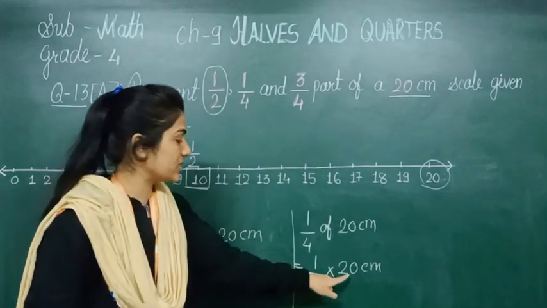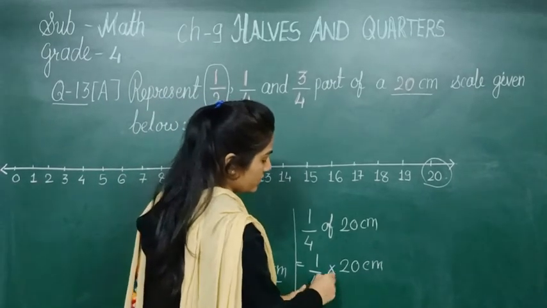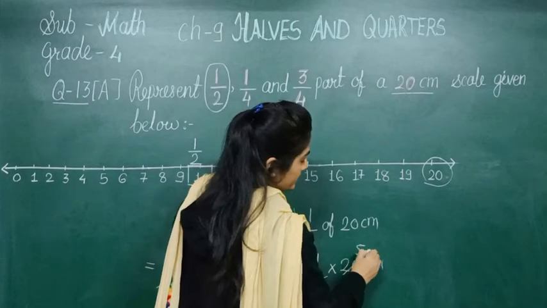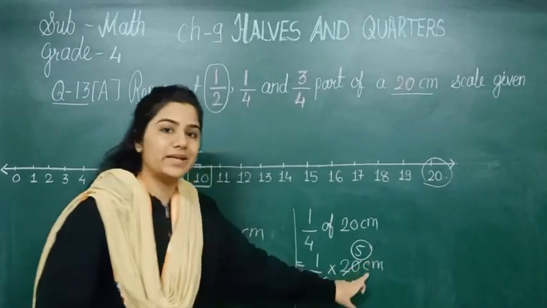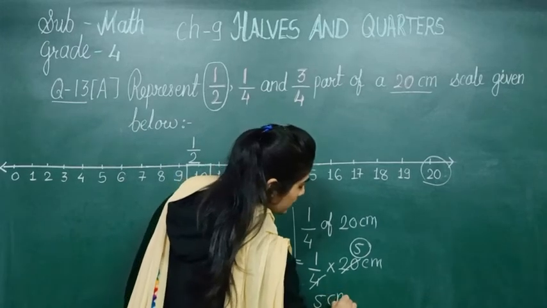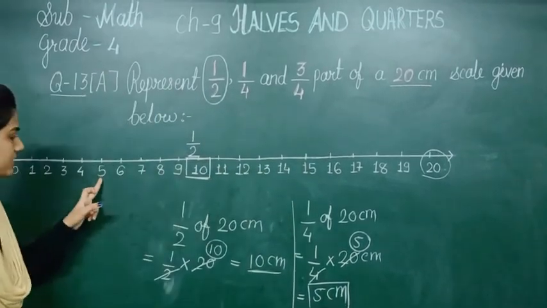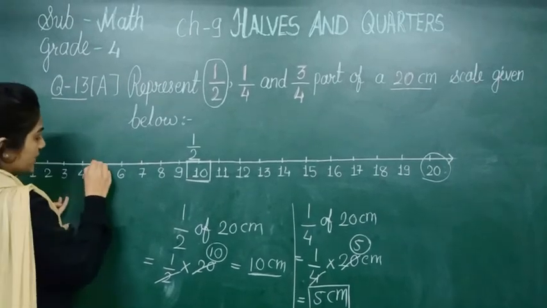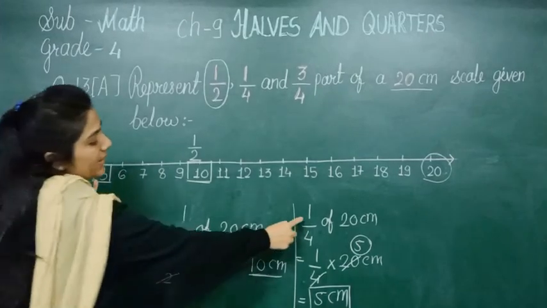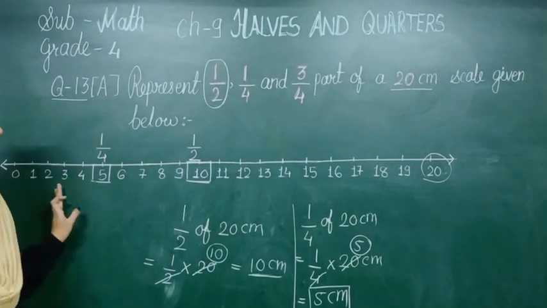Again we have to divide 20 by 4. In the table of 4, where is 20 coming? 4 5s are 20. So the answer is 5 centimeters. So we can show this 1 upon 4 at 5 centimeters. See where 5 centimeters is given here on the scale. Above the 5 centimeters we can write 1 upon 4 part like this.